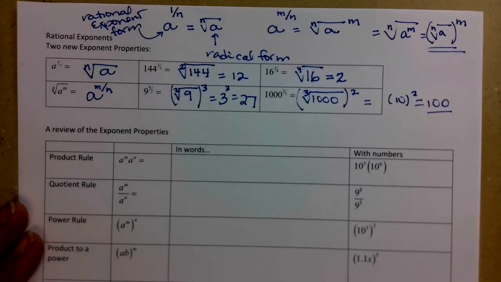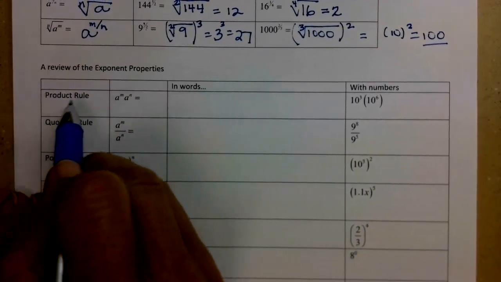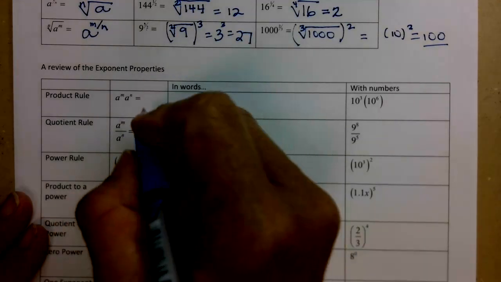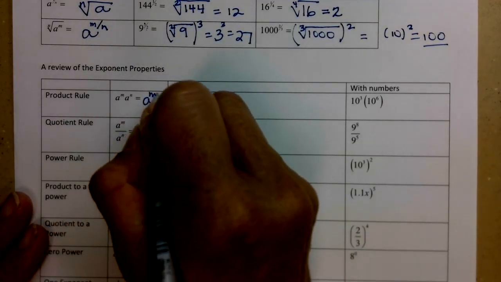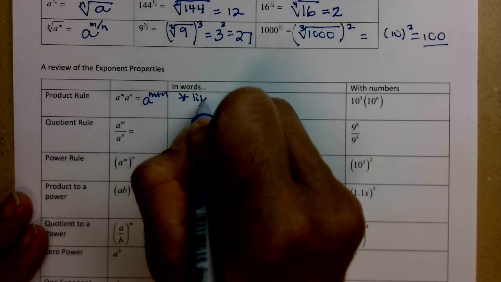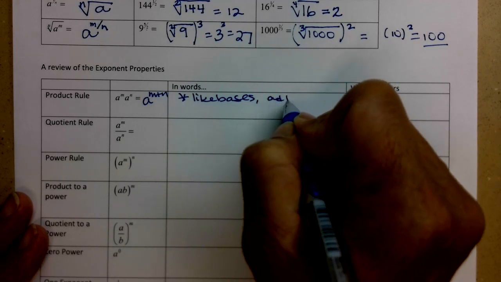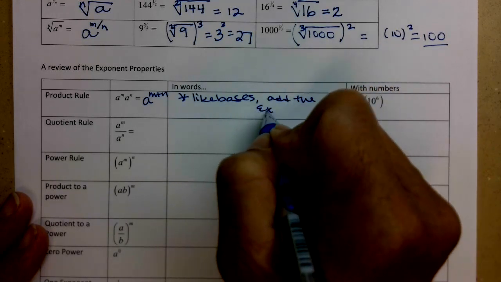Okay, so let's do a very quick review here of our exponent properties. So product rule, a to the m times a to the n is a to the m plus n. In words, if we multiply like bases, we add the exponents.